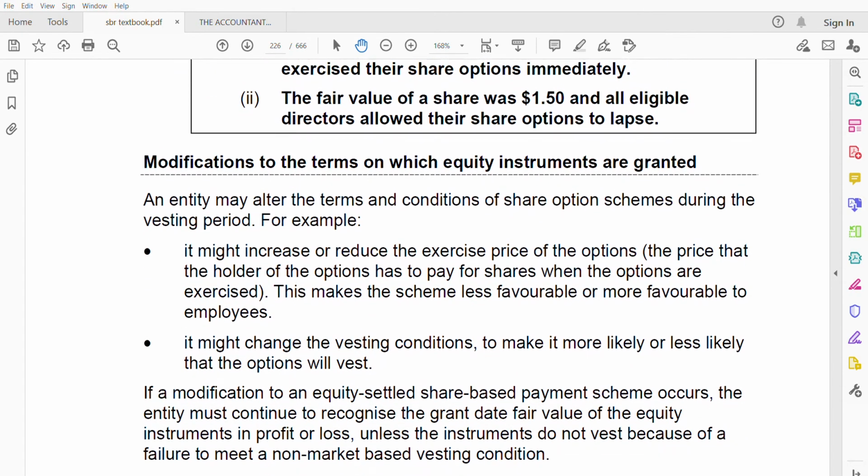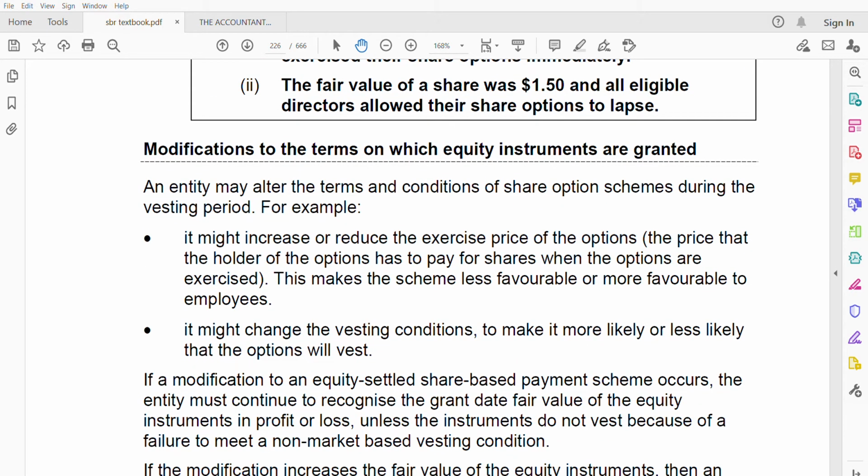Now we are coming to the modifications. Modifications to the terms on which equity instruments are granted. Whenever you see this word, it's like shares and share options are granted. What are the modifications to the terms? They may alter some conditions when they are giving options to employees during the vesting period. Okay, so these are some changes, and these changes you should know because you can be asked a question from this area. I have seen 2-3 questions on this area, modifications.